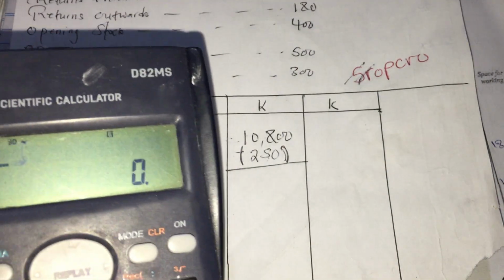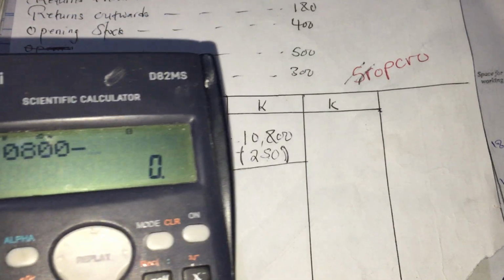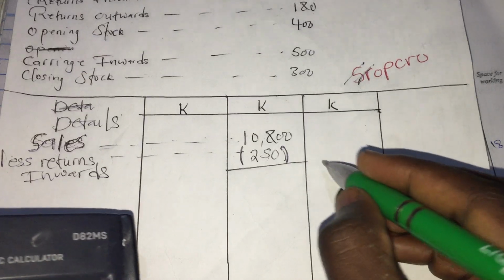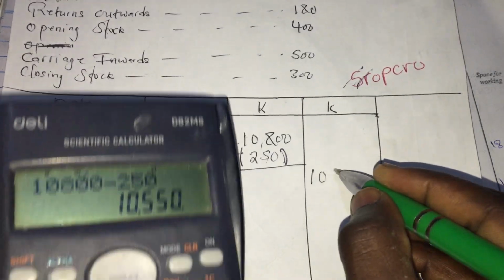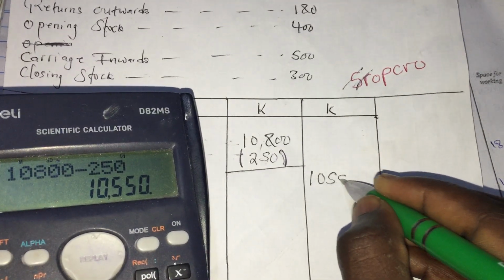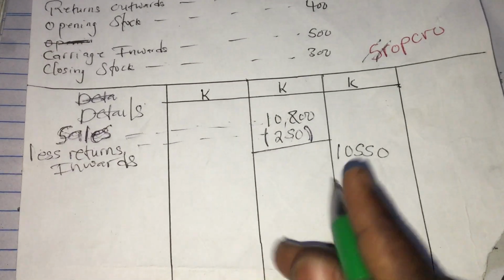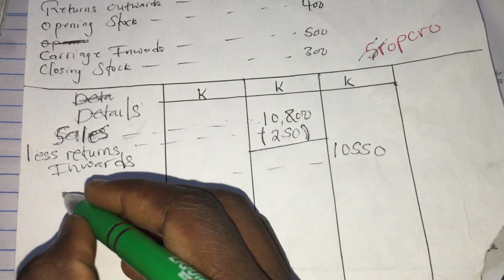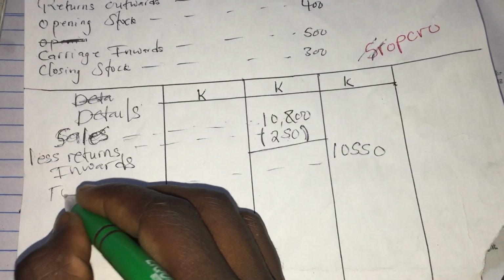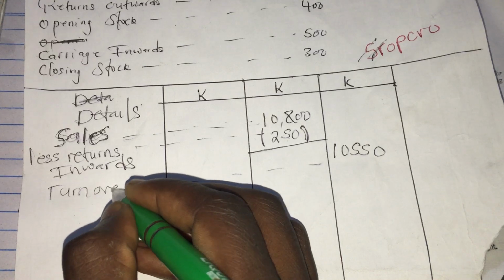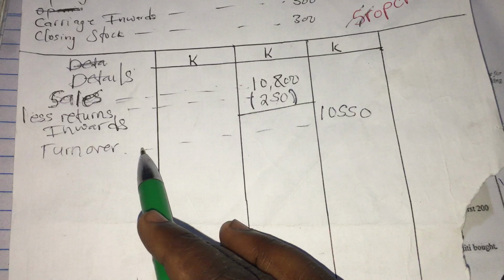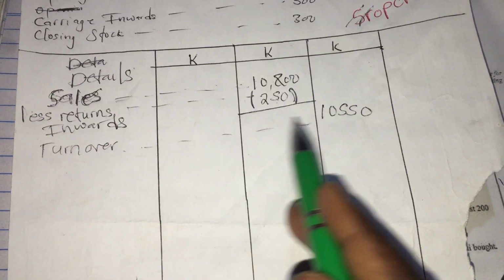So you have to get your calculator. You're going to punch 1080, then we do have minus 250. This is the amount: 1055 0. You have seen? So after subtracting here, we call this amount the net sale or the turnover. We call this amount the turnover or the net sale. You have seen? This is how we handle it.